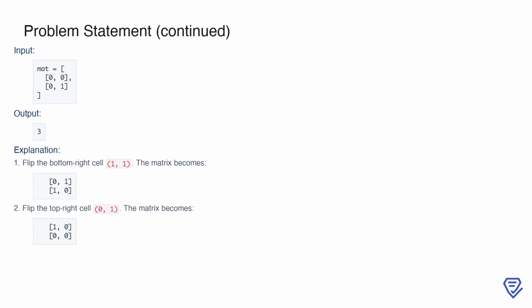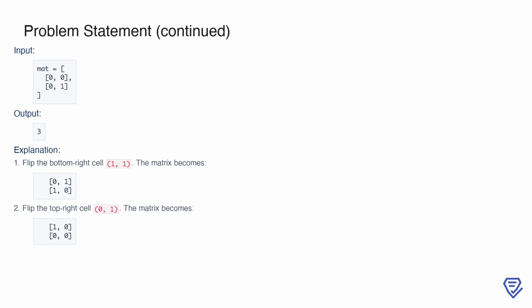Suppose the input matrix is a 2x2 binary matrix, 0, 0, 0, 1. The goal is to transform this matrix into a zero matrix. To do so, we start by flipping the bottom right cell at position 1, 1. This changes the value of that cell and its neighbors, resulting in the matrix 0, 1, 1, 0. Next, we flip the top right cell, which is at position 0, 1. This operation again changes the selected cell and its neighbors, leading to the matrix 1, 0, 0, 0.